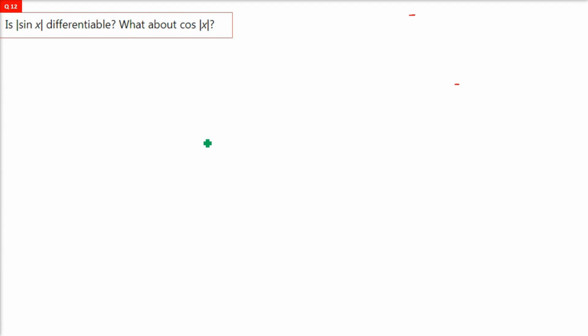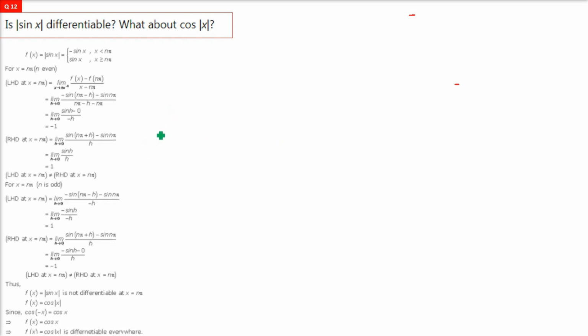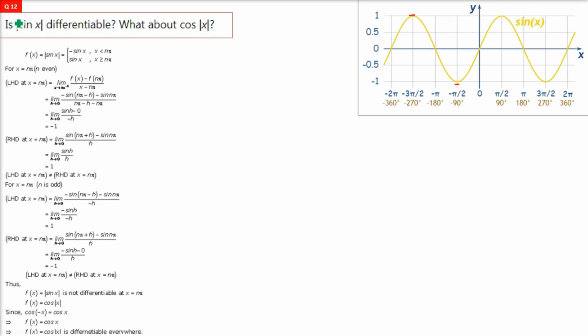Is modulus of sin x differentiable? What about cos of modulus x? For those who want to do it themselves, I have given a reference of the solution. But for those who really want to know the logic and reasoning, let me tell you that we have to talk about sin x first.